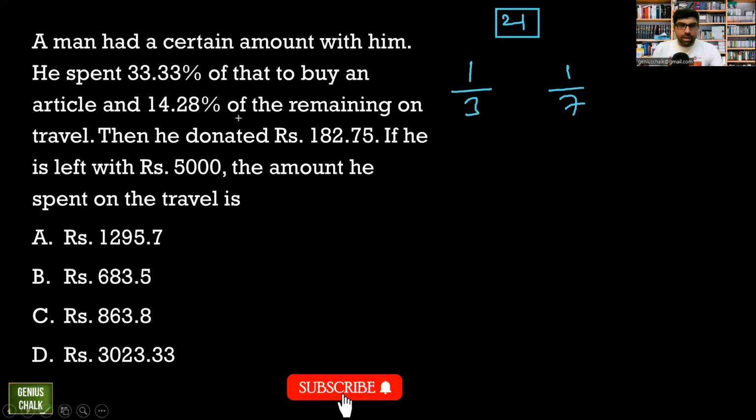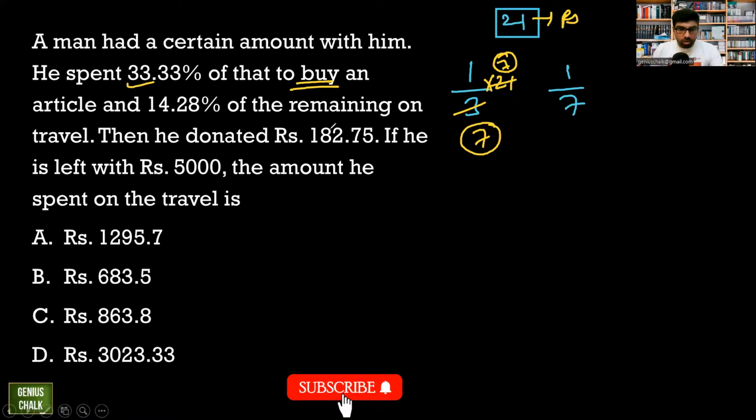This is my first observation here. Now, after that, he's saying that he spent this much on buying an article. That means 1/3 of 21 is gone. That means, can I say 7? Suppose total was 21 rupees. So 7 rupees was gone in buying the article. First case, right?